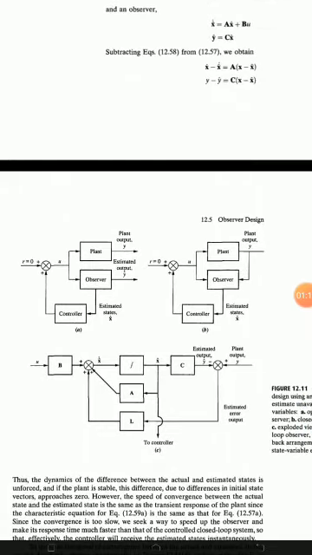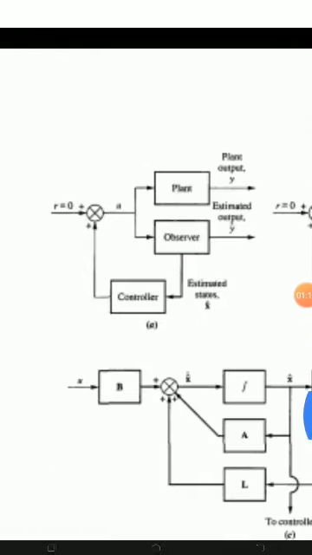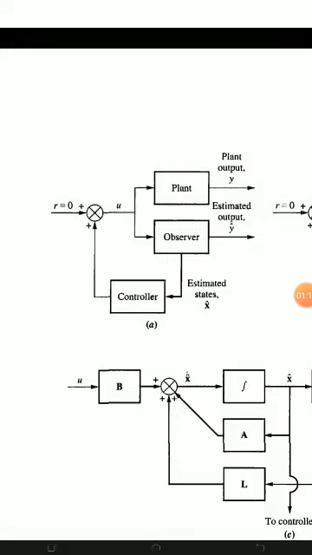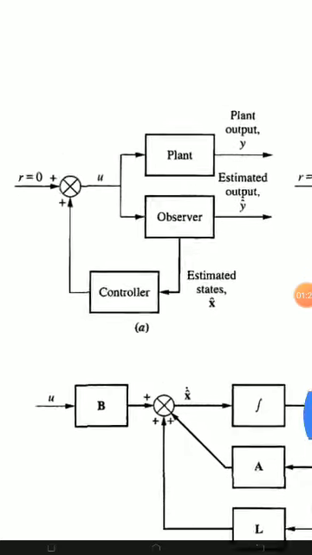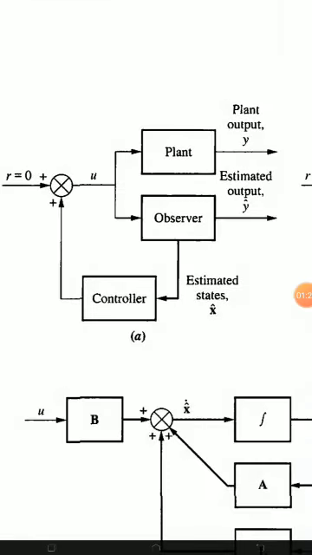In figure A, you can see that if it is an open loop control system, whatever the output of the observer is, it is the estimated state variables, that is X cap. Cap indicates the estimated, and that output can be given to the controller and the controller will accordingly act, and you can see that the output of the controller is given as a feedback to the input U.